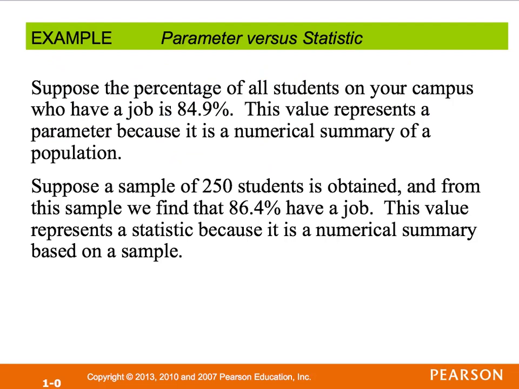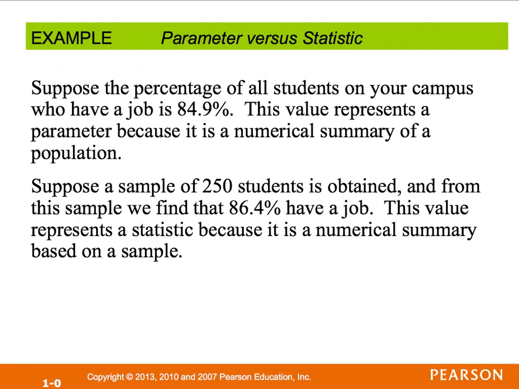So the population is all of the students on the campus, and 84.9% actually tells you what percentage of all the students actually has a job. Now suppose a sample of 250 students is obtained. So this is not all the students on campus, this is a smaller sample. And from this sample, we find that 86.4% have a job. This value represents a statistic because it's a numerical summary based on a sample. So of the smaller sample, 86.4% have a job, that's a statistic.